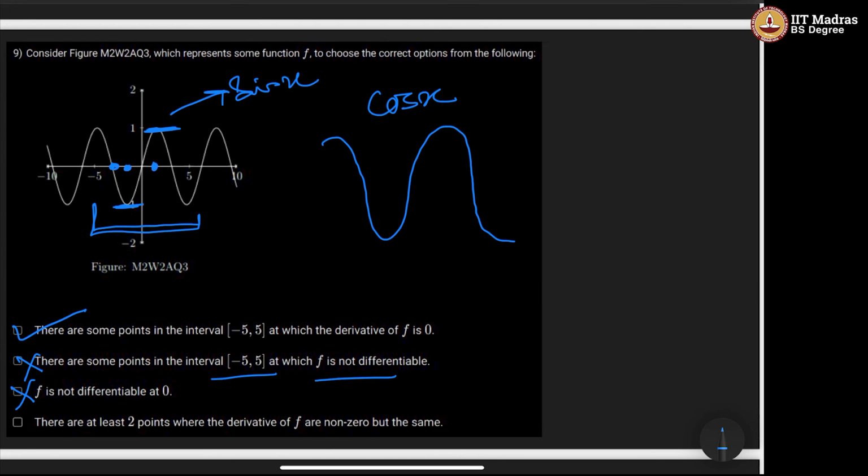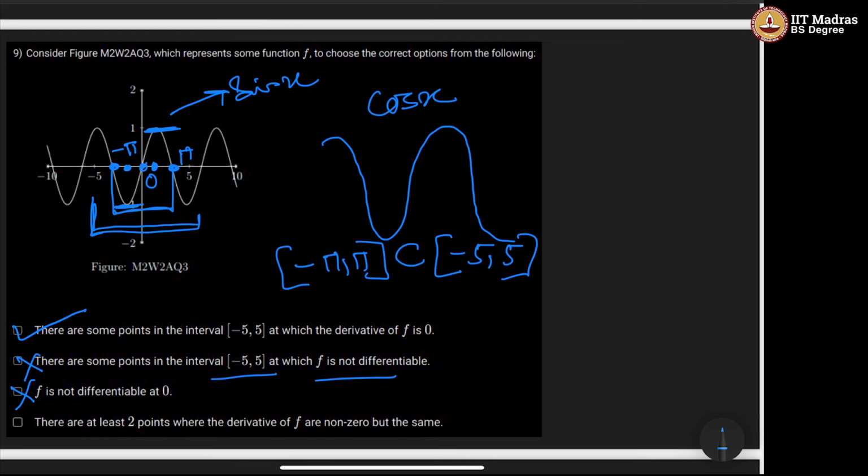This is our minus pi, and this is our pi. Sorry, this is 0, this is pi, and this is minus pi, right? And the interval is, that means minus pi to pi. This interval is basically a sub interval, that means a subset of minus 5 to 5, right? You can see this is the interval minus pi to pi, and this is the interval minus 5 to 5. So this is clearly a sub interval of minus 5 to 5, right?